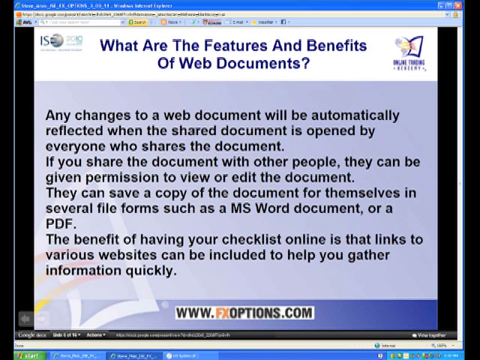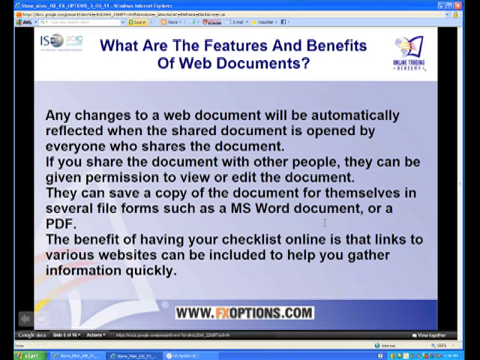Any changes that you save to a web document will be automatically reflected when the shared document is opened by anyone who shares the document. Imagine the time you save if you're sharing documents with hundreds of people all over the world and you're looking for somebody's email address. This is so beneficial. If I make changes to any of the documents that I share that are online documents, the person I share it with can see the changes immediately. The next time they open the document, the changes will be there.